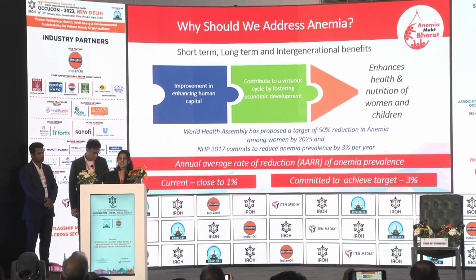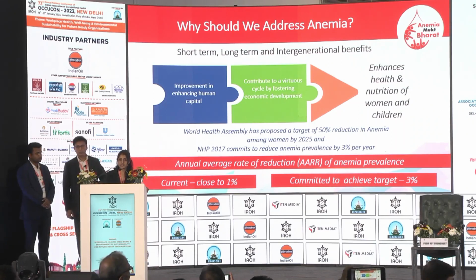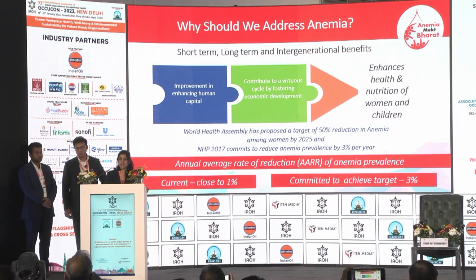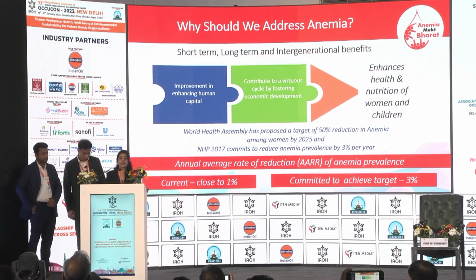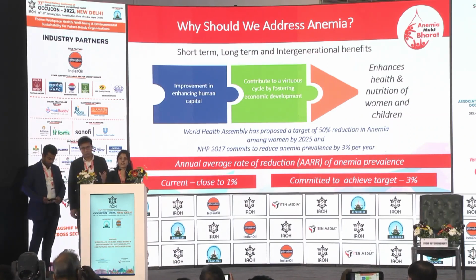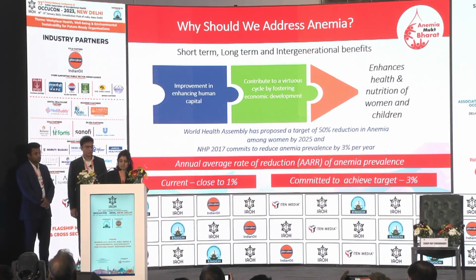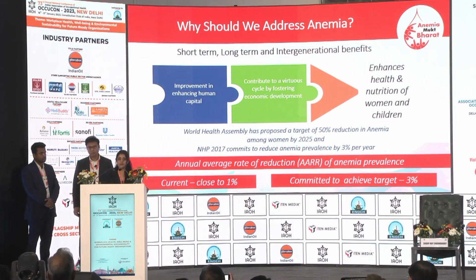With these figures, it is not a soft blow, but a very hard blow to the Anemia Mukt Bharat strategy, which had a target for the reduction of anemia prevalence of 3% per year. But from where we are standing right now, it is less than 1% that is being reduced per year. Most commonly, our patients present with fatigue, weakness, pale skin, shortness of breath, etc.